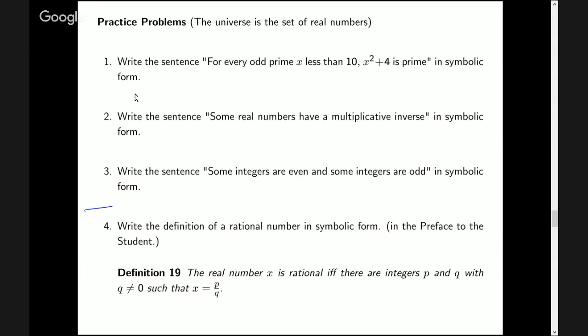Okay. The first sentence, back row. What did you guys decide? What's the symbol? Is that the upside down A or the backward E? Upside down A. And so then for every odd prime, what is your universe? The real numbers. For every real number X, then what comes after that? Actually, let's break it up. X is odd and X is prime and X is less than 10. Implies what?